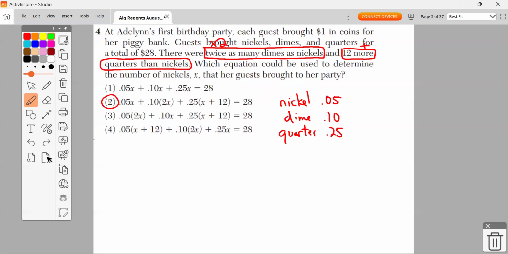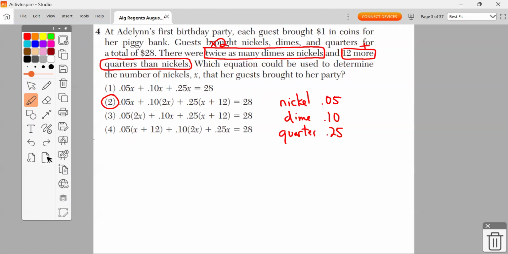In question number 4, at Adeline's first birthday party, each guest brought $1 in coins for her piggy bank. Guests brought nickels, dimes, and quarters for a total of $28. There were twice, meaning 2 times, as many dimes as nickels. So 2 times the number of dimes. And 12 more quarters than nickels.